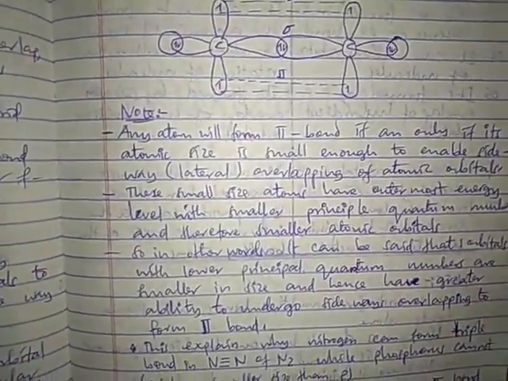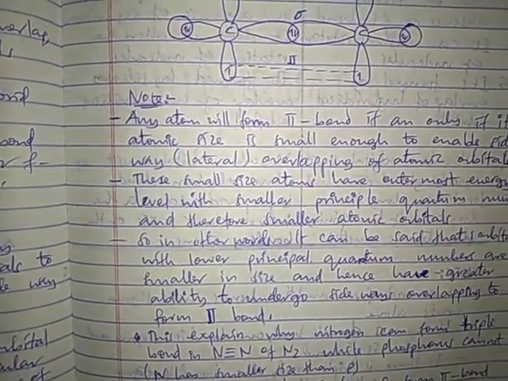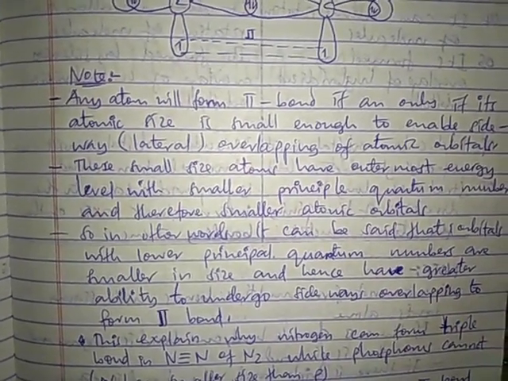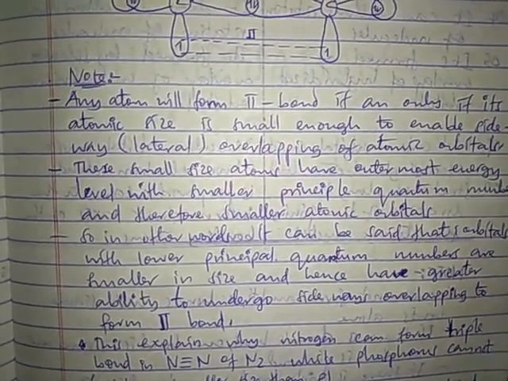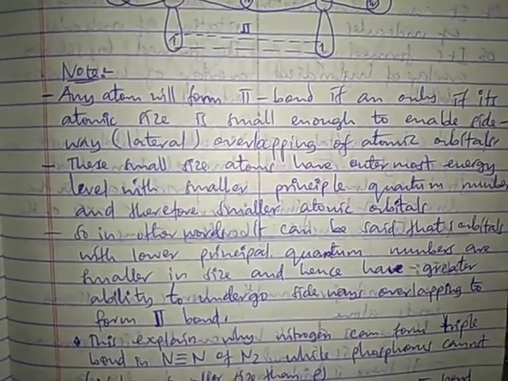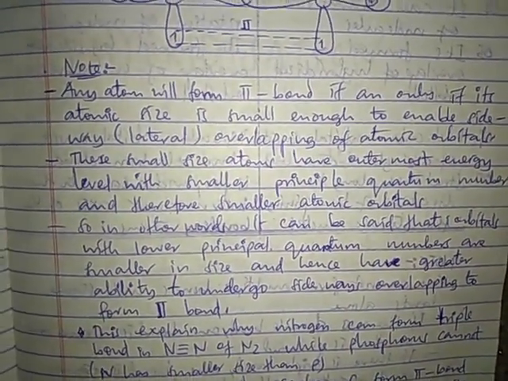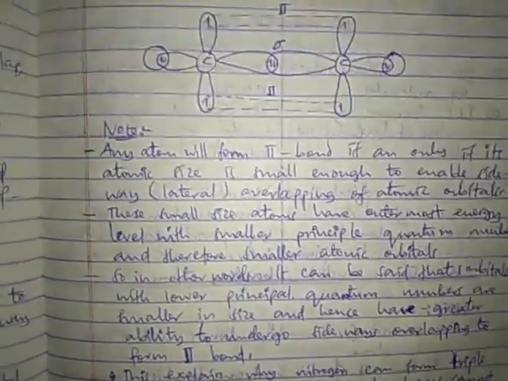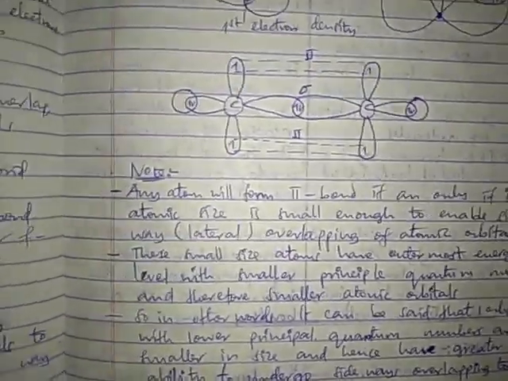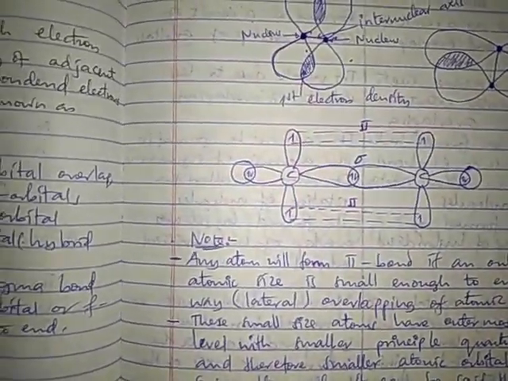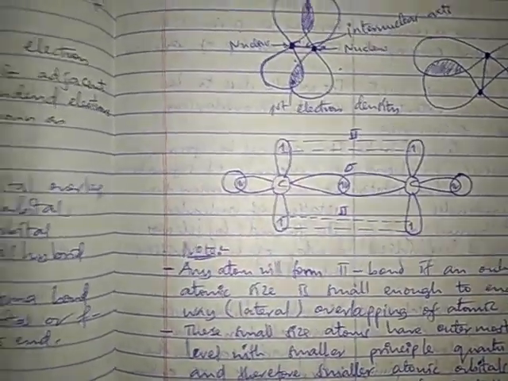Now there are a few tips to note here. An atom will form a pi bond if and only if its atomic size is small enough to enable sideway or lateral overlapping of atomic orbitals. So for example, if these are carbon atoms and the atomic size of these atoms were very large, they couldn't form a pi bond.